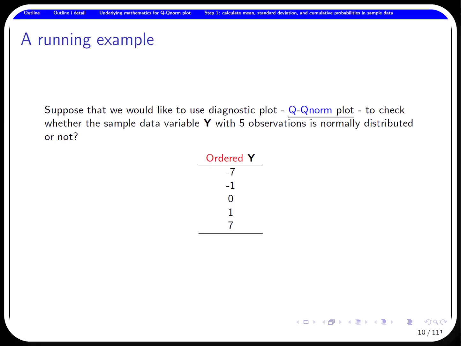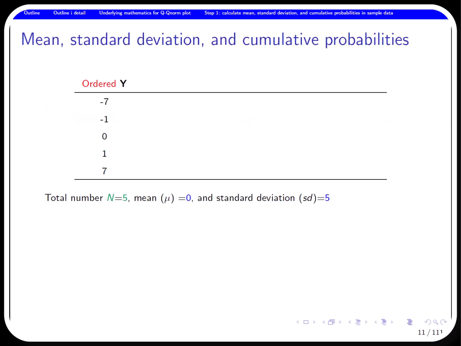normally distributed or not. The 5 observations are ordered from the smallest to the largest. Let's calculate mean, standard deviation, and cumulative probability. Given only 5 observations, it's not difficult to calculate the mean is 0 and the standard deviation is 5. The second column is the order of the observations from 1 to 5.